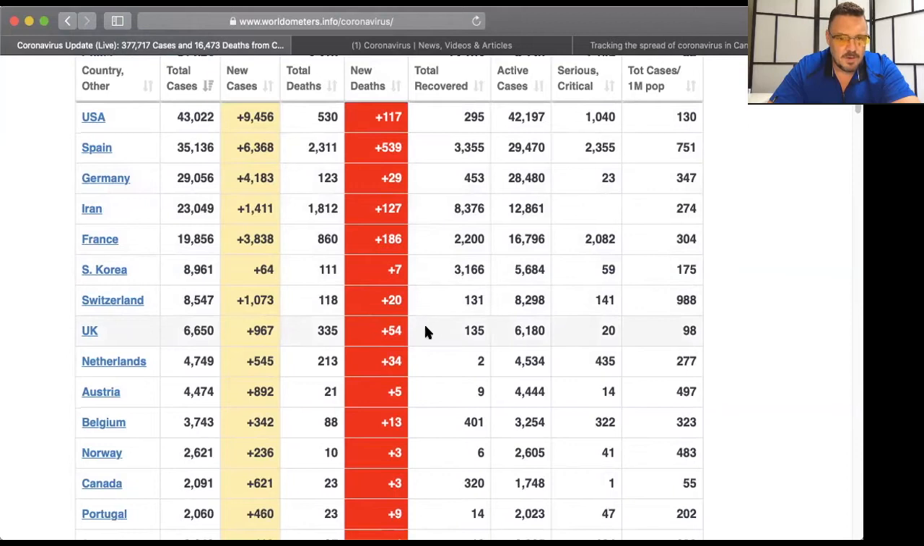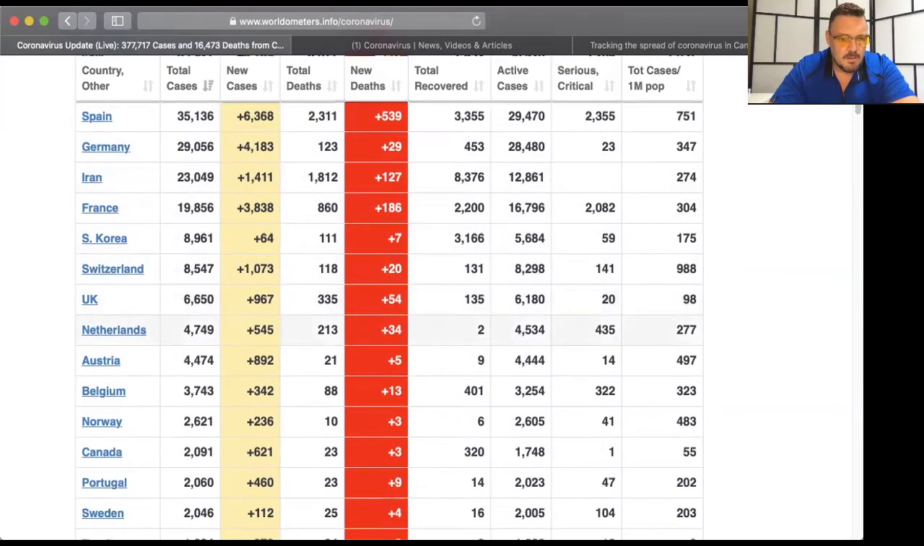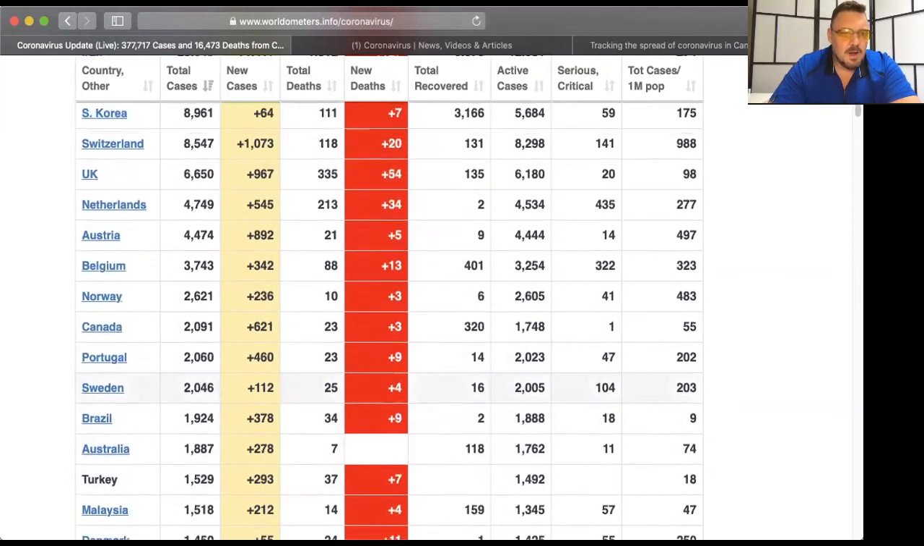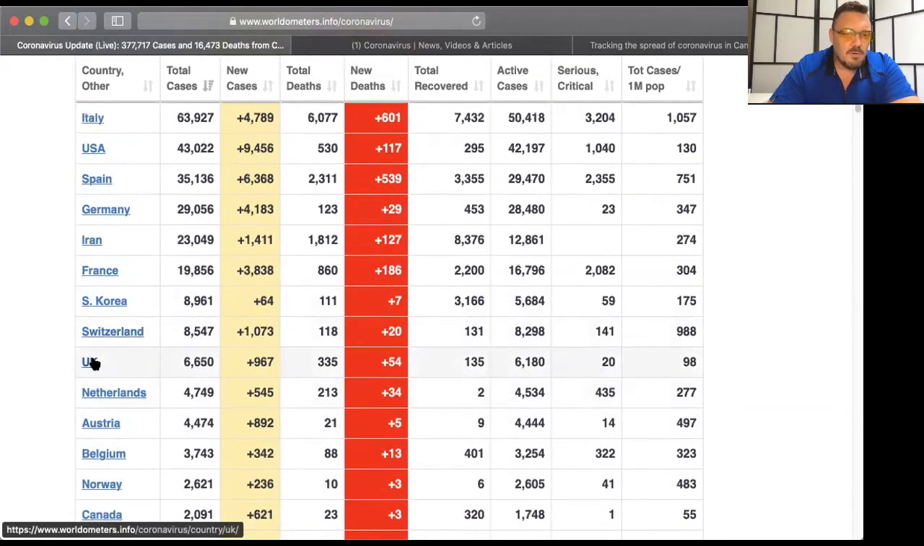England, they're trending higher. Canada, we're at 23. It's slightly above 10%. So we'll see, right? Let's take a deeper dive into, actually, let's come back to the UK.